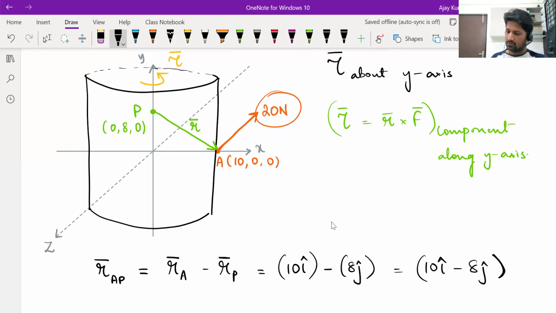Now, can one of you tell me how to express this force in terms of I cap, J cap, K cap? As I said, it's acting into your screen. In the diagram, it looks like that. Just to show you that it's parallel to the Z axis, I have drawn it like that. It's acting into your screen. How do you express that as a vector?